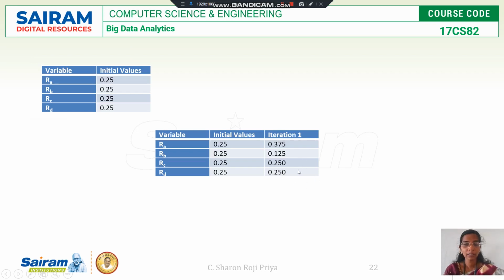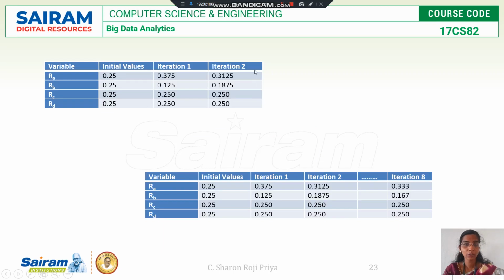Next, I have to calculate the next iteration. In the next iteration, RA, RB, RC, RD values will be the iteration 1 values. Use these values, calculate it and find iteration 2. This is my iteration 2 values. Now check iteration 1 and iteration 2 values, it is varying. The last two are not varying, but there is a variation in the first two. Since it is varying, you have to calculate the next iteration. Until the values stabilize, until the values do not change, you have to keep iterating.